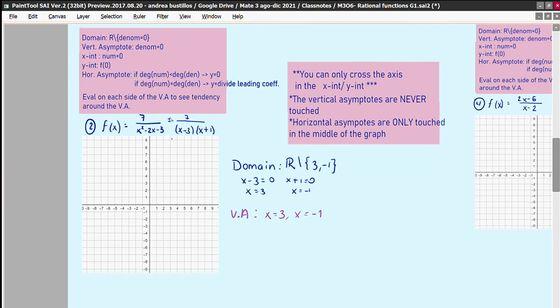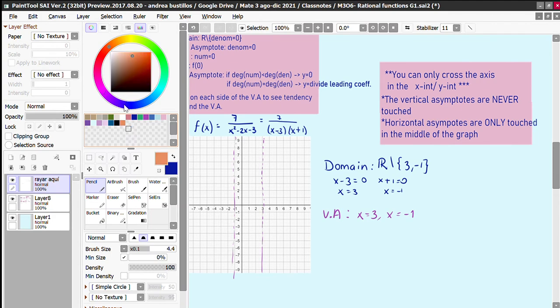The first one is here. And the other one is here. Now, let's find the x-intercepts.